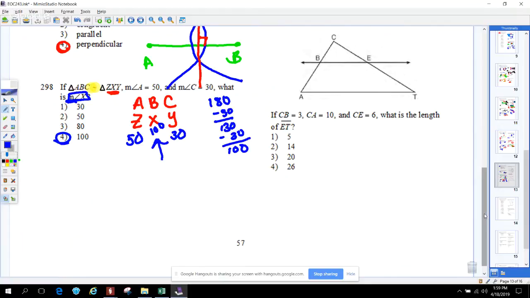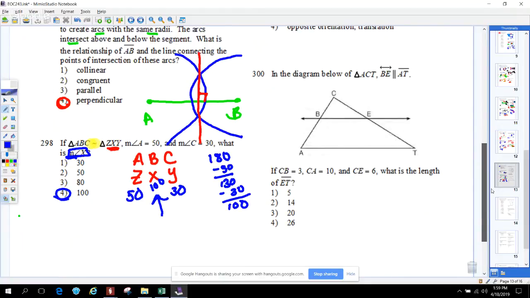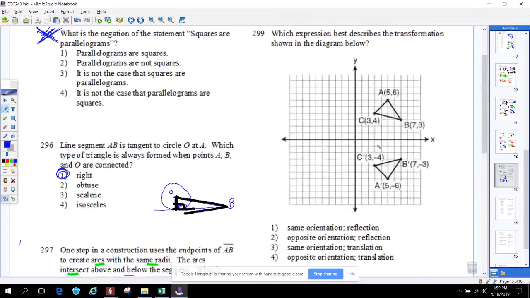2 questions and we're done. Which expression best describes this transformation? Well, first, let's look at the order. Here's A to A. They're both 6 distance away from the x-axis. So it's probably going to be some kind of reflection. So we can eliminate 3 and 4. And then that part you will see. All orientation means is that it's pointing the same way. And it's not. This one's clearly pointing up. This one's pointing down. So it's going to be choice 2.